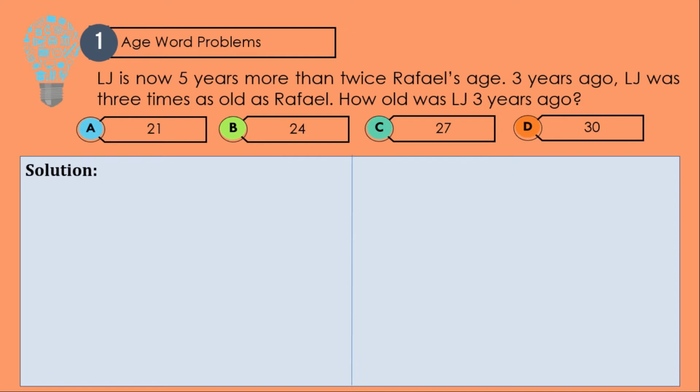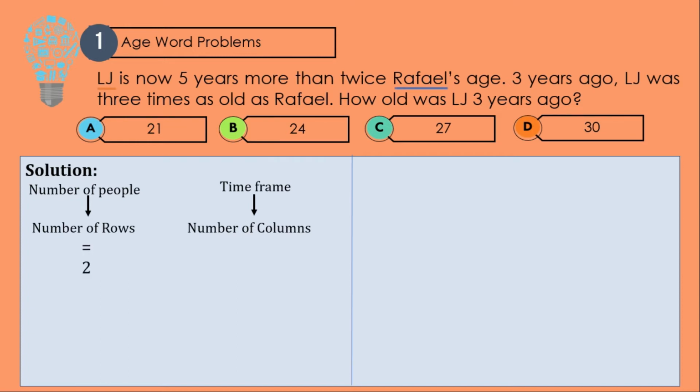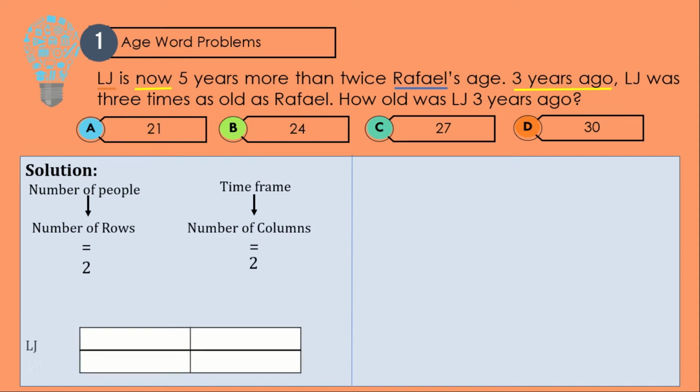To solve this problem, we're going to draw a table. In making the table, we must first identify the number of people involved and the time frame present in the problem. The number of people involved will determine the number of rows, while the number of time frames will tell how many columns we need to draw. In this problem, we have 2 persons involved, LJ and Rafael, so we'll draw 2 rows. And for the time frame, we have now and 3 years ago, which means we need to draw 2 columns. So, this is how the table will look like.